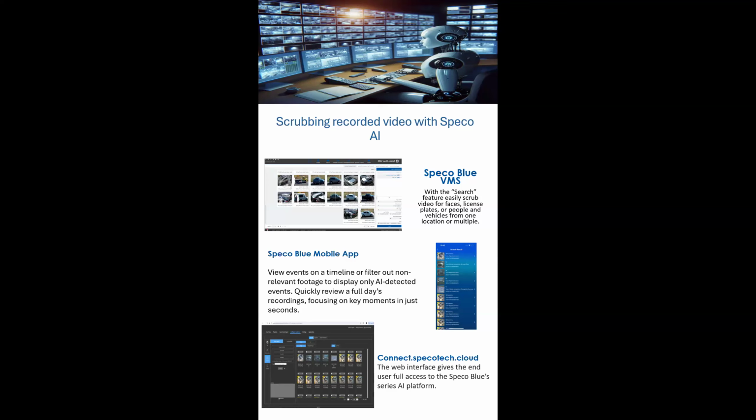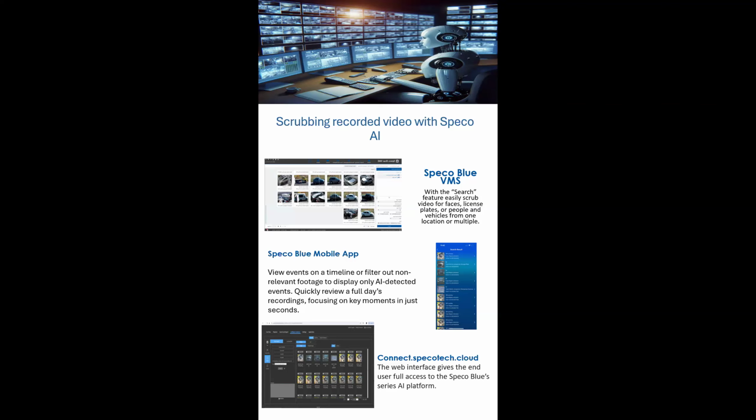With our Speco Blue VMS, and we touched on this briefly, with the search feature you can easily scrub videos for faces, license plates, or people or vehicles from one location. But what makes the Speco Blue VMS Lite especially useful is multiple locations, because we're able to start cross-referencing. Okay, I found this at one location, let me search across my entire platform. Also, from your computer, if we have multiple recorders, it's very nice to create custom screens and have everything under one pane of glass, as they say. You have full options to all the analytics, and also the ability to program a lot of the analytics with the Speco Blue VMS.